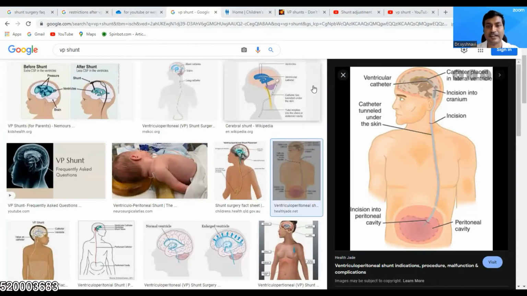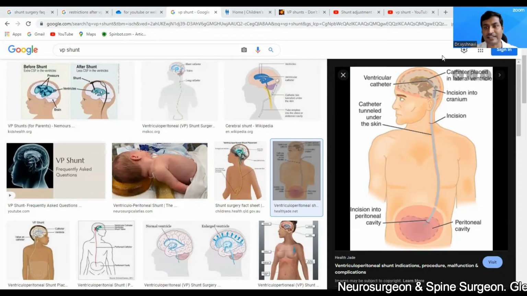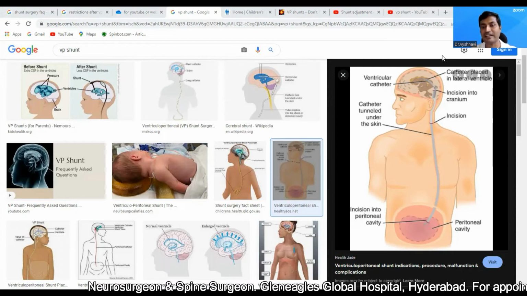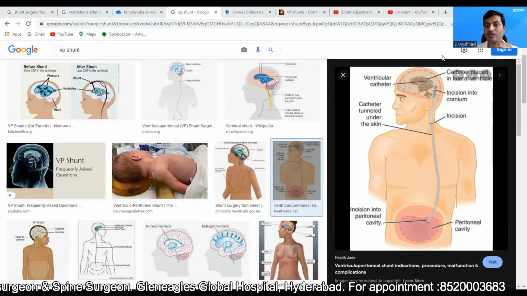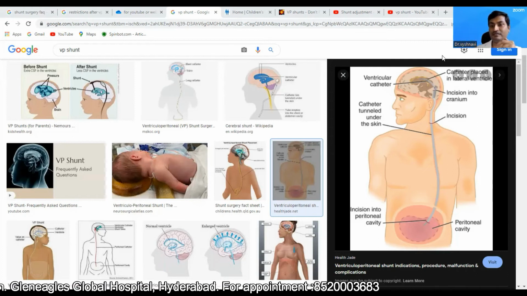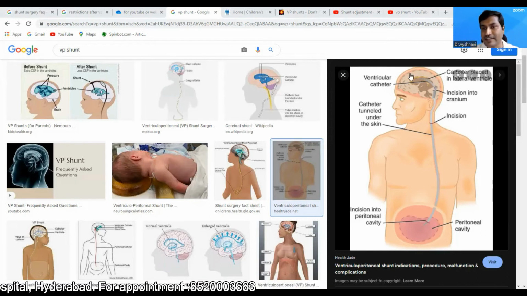Okay, let me share some video. Before I tell you what are the shunt systems available, you should try to understand what is a shunt and what are the complications. So we have different kinds of shunt systems to circumvent these complications. So see this image.